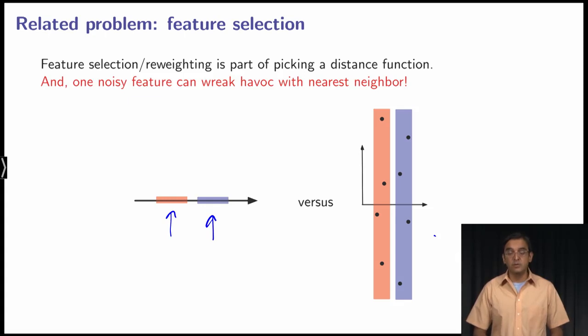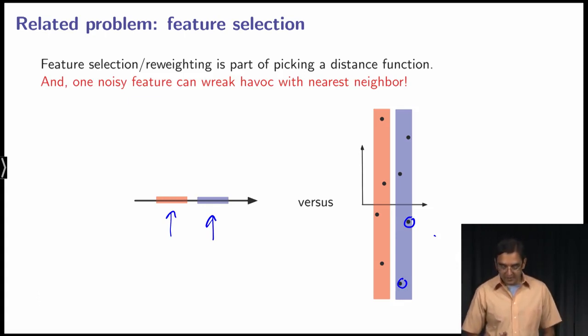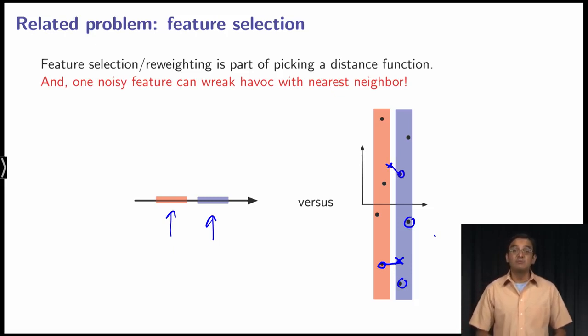Okay, so for example, let's say that these dots over here are the training points. How would this point be classified? Suppose this is a test point. Well, its nearest neighbor is this, so it would be classified as red. Uh-oh, that's not good. How would this point be classified? Well, its nearest neighbor is this, so it would be classified as blue. Not good at all. So feature selection is very important prior to using nearest neighbor.